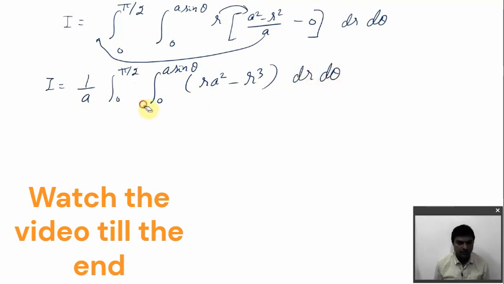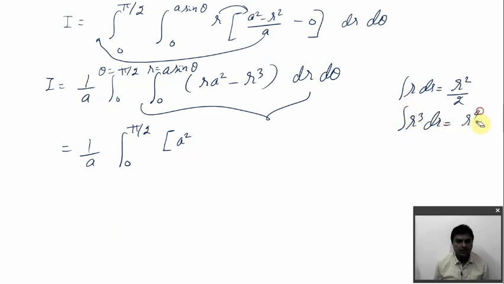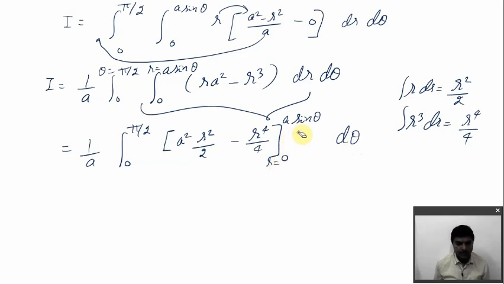Okay, so now I'm going to integrate with respect to r. This is going to become r, and this is the angle, so therefore I have taken this as theta. Okay students, 1 upon a integration 0 to pi by 2. Wherever r is there, I'm going to integrate. Here r is the variable, a square is constant, so integration of r dr will give you r square upon 2, and integration of r cube dr will give you r raised to 4 upon 4. So just substitute here r square upon 2 minus r raised to 4 upon 4 in the limits 0 to a sine theta. We have to substitute the value of r equal to 0 and a sine theta.